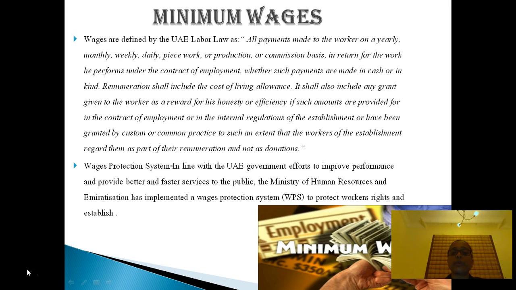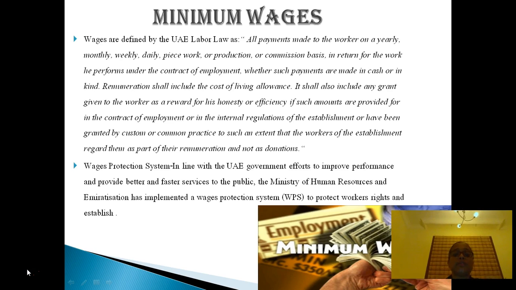It shall also include any grant given to the worker as a reward for his honesty or efficiency if such amounts are provided for in the contract of employment or in the internal regulations of the establishment, or have been granted by custom or common practice to such an extent that the workers of the establishment regard them as part of the remuneration and not as donations.